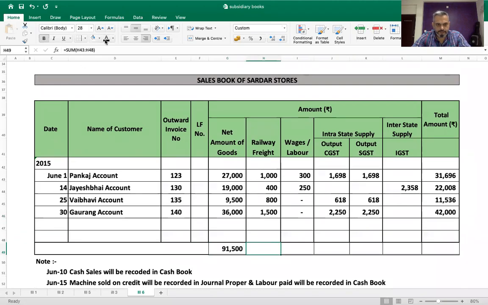91,500, 3,700, 550, 4566, 4566, 2358, and 107240. When you do it in your notebook, your vertical and horizontal total should be the same.